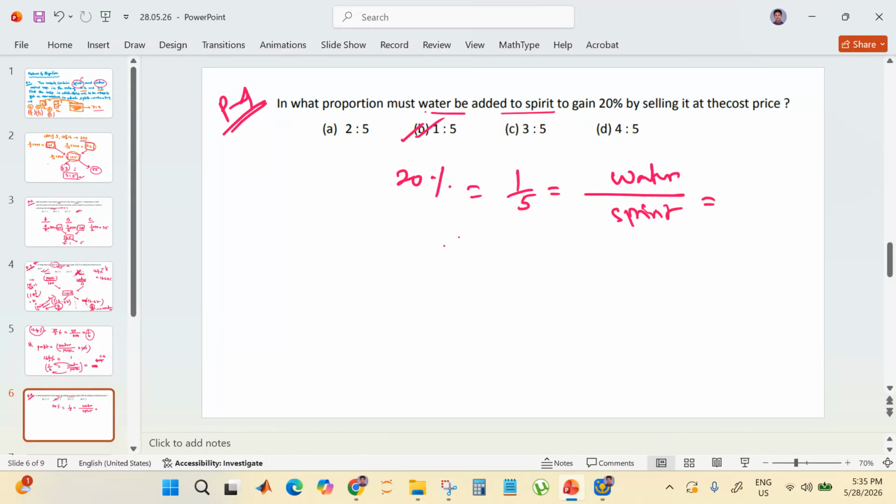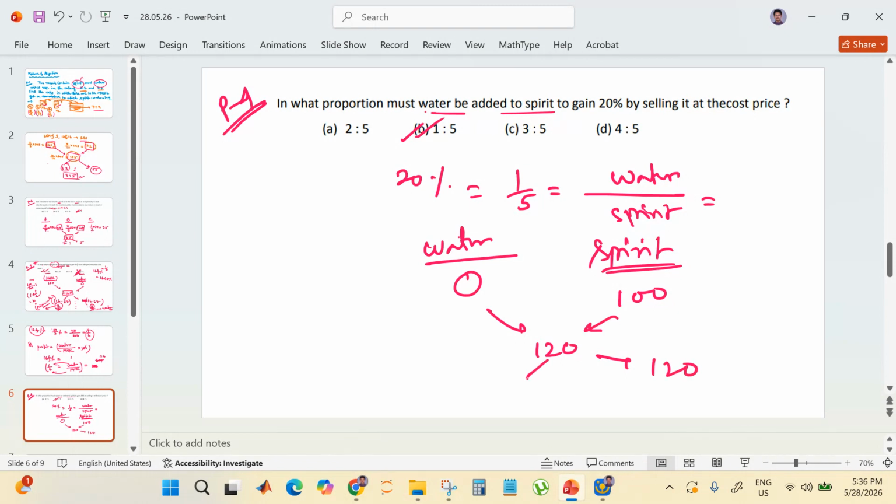If I do it with the first method, then water, spirit. So water has a cost price 0 and spirit has a cost price 100, and after that you have to sell it at 120. So the profit is 20. So if I cancel, it is 1 is to 6, and 6 means spirit and water mixture, so 1 is water, so ultimately the answer is 1 is to 5, the same way.